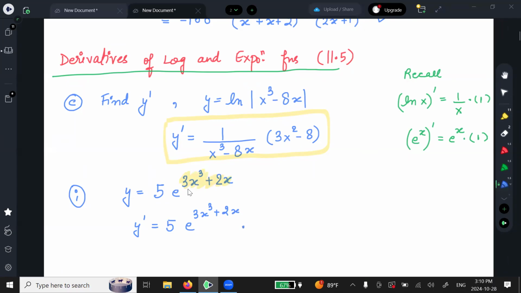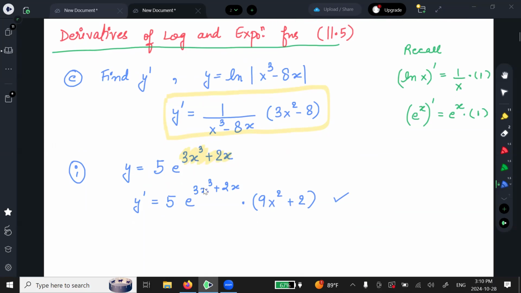But I have to do one extra step. What is that? Multiply. And what is the derivative of the power? Oh, good job. And that's it. Expect questions like this in the exam. Nothing crazier than this will show up.